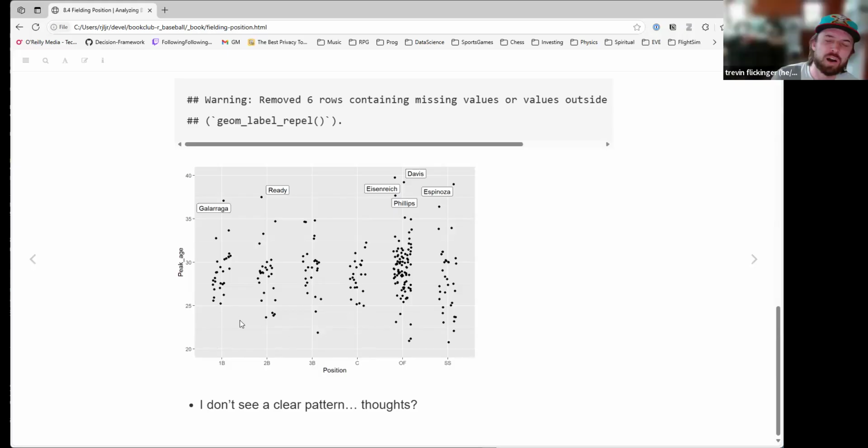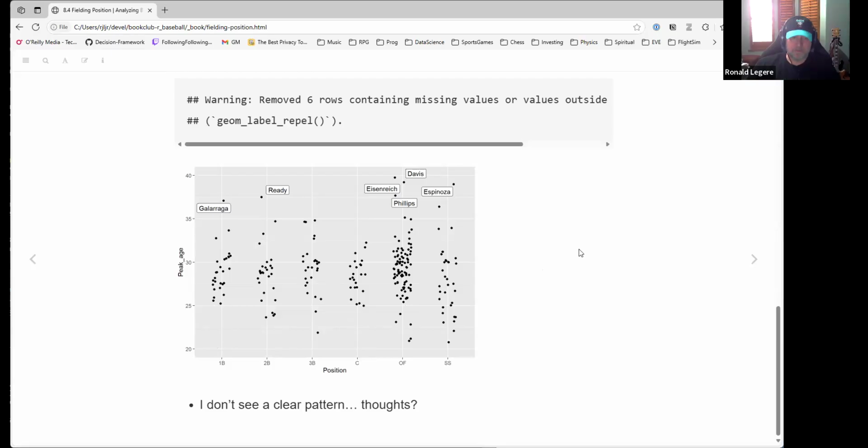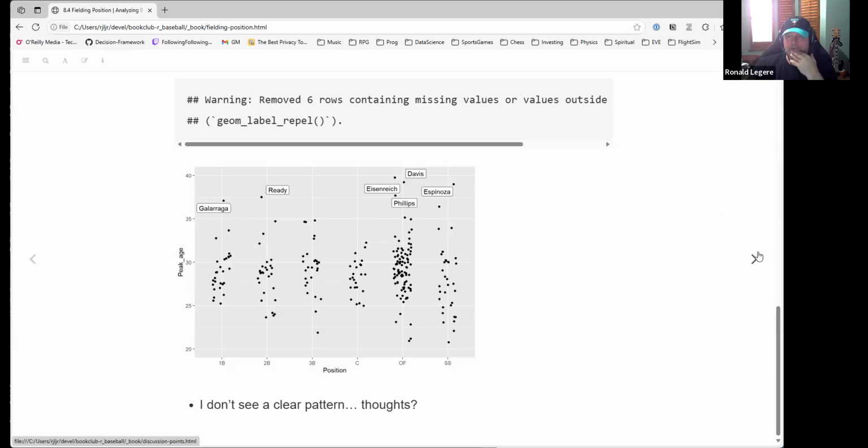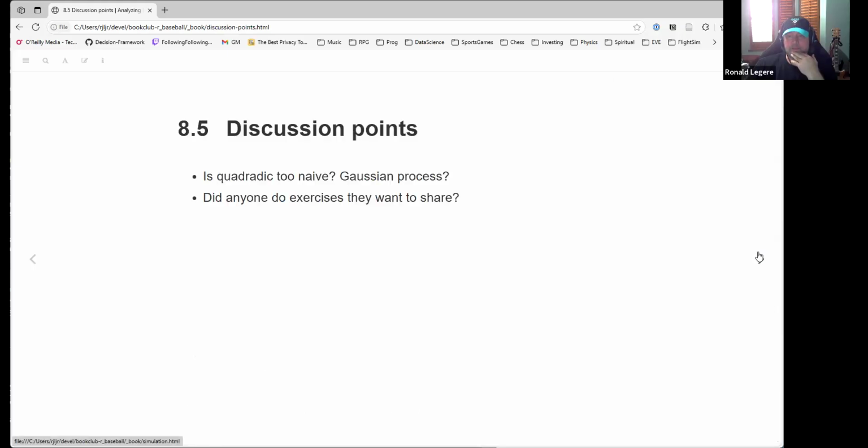Interesting. They grouped it by most played position, most starts or whatever. That's true, that's a good point too, that could play a part in this. I didn't think about that. I guess that's it, some discussion points.